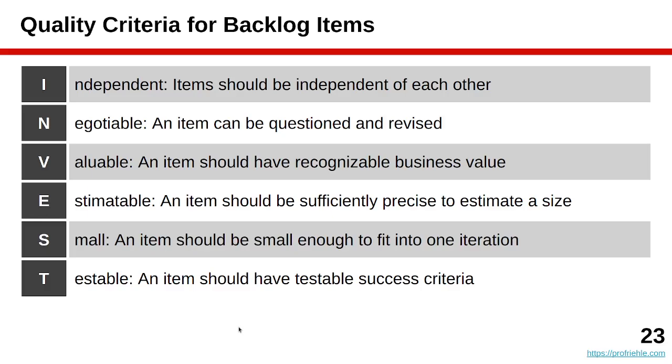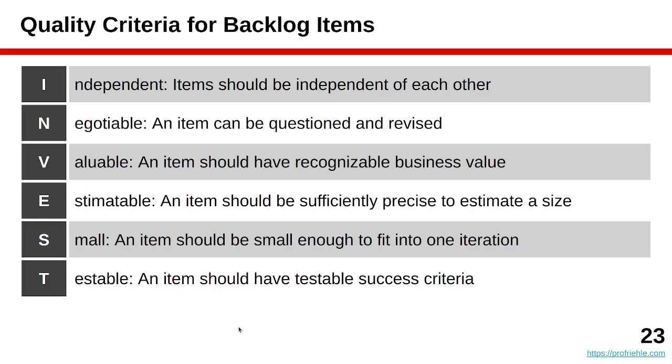There's a traditional set of quality criteria for backlog items called the INVEST criteria. A good backlog item that's ready for doing is independent. So when it's time, it has no further items it depends on. They all have already been done, if there are any. It's negotiable, meaning it is open for discussion. It's valuable, there's clear business value.